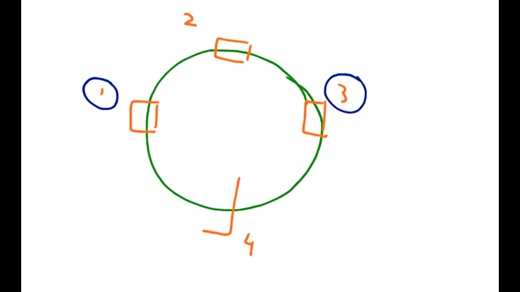What is a ring topology? As the name suggests, in ring topology, all the nodes, that is your computers, your server, or your devices, are connected to each other and they form a ring. So let's suppose we have three computers. Computer 1 is connected to computer 2. Computer 2 is connected to computer number 3. And computer number 3 is connected to our server, computer number 4. But if we see, our server is connected to its two neighbors, computer number 1 and computer number 3.